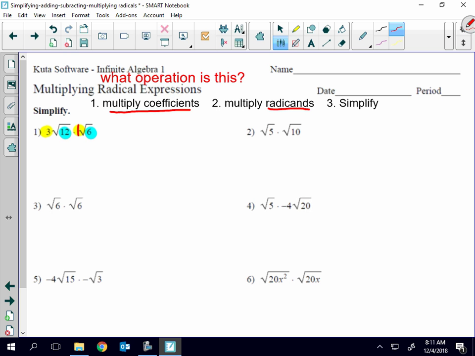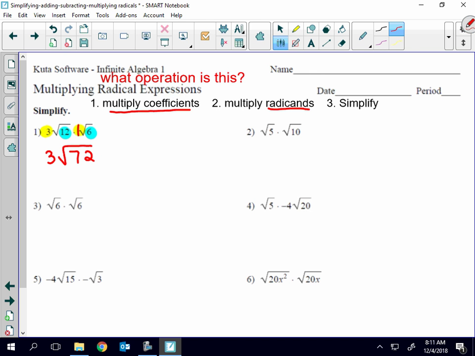So starting this off, 3 times 1 is 3. Keep these under the radical. You can only multiply outside together, and then you multiply inside together. You can't multiply anything from the outside with things on the inside. Okay, so the 3 is on the outside, and on the inside we have 12 times 6, which is 72.